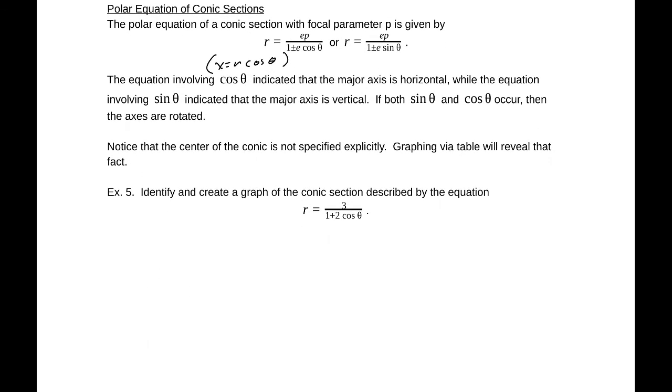All right, so identify and create the graph of a conic section described by this equation. So first off, the major axis is horizontal here. And I know that e times p, eccentricity times the focal parameter, is 3 because of our numerator. And I know that my eccentricity is 2 because of what's in the denominator. Putting those two together means that my p is 3 over 2. My focal parameter is 3/2. And because my eccentricity is greater than 1, this is a hyperbola. So I can tell you that it's a hyperbola, and my focal parameter is 3 over 2.